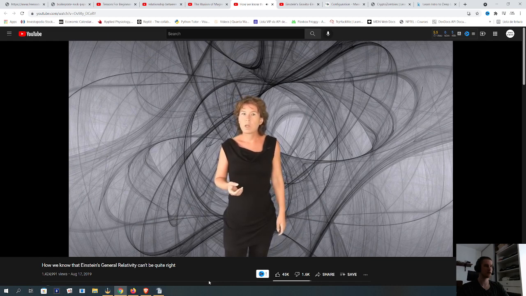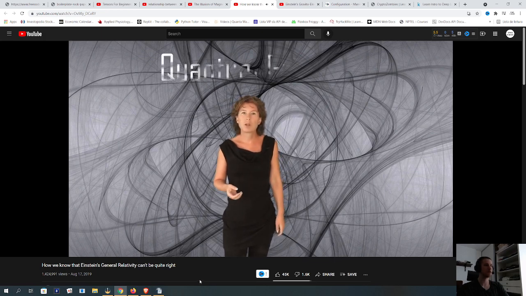To solve this problem, we have to understand the quantum properties of gravity. We need what physicists call a theory of quantum gravity. And since Einstein taught us that gravity is really about the curvature of space and time, what we need is a theory for the quantum properties of space and time.